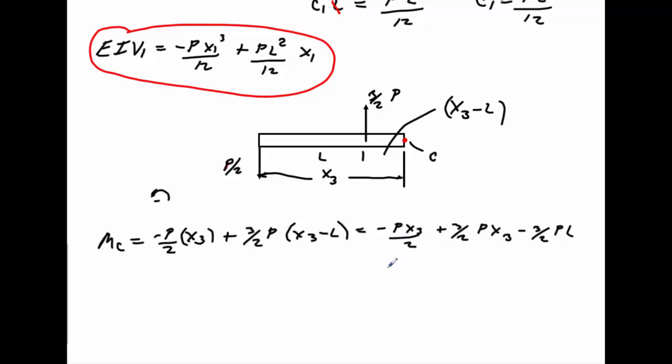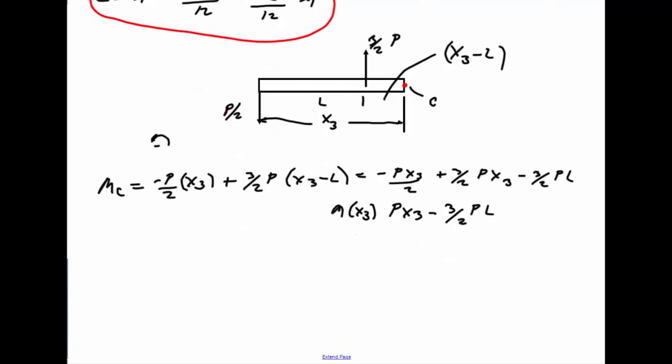Here we can simplify that. Let's say 3 over 2, oh, we've got to subtract 1, so we'll clarify that. So when I do that, that's just going to give me P times X3 minus 3 over 2 times P L. And that's going to be my moment at X3, or the moment at C.